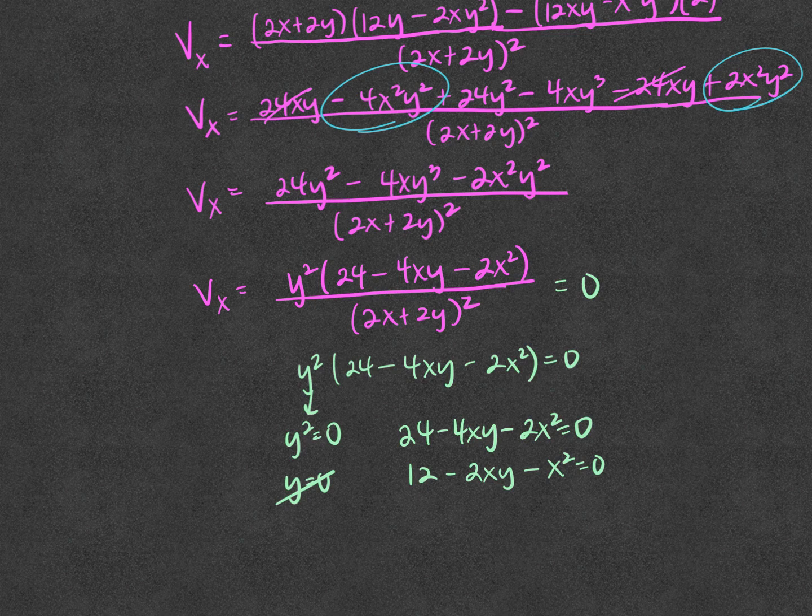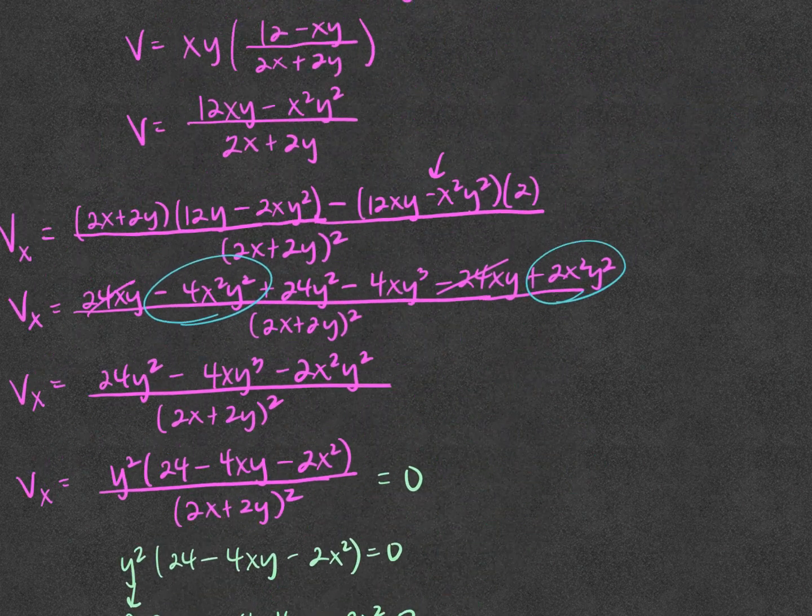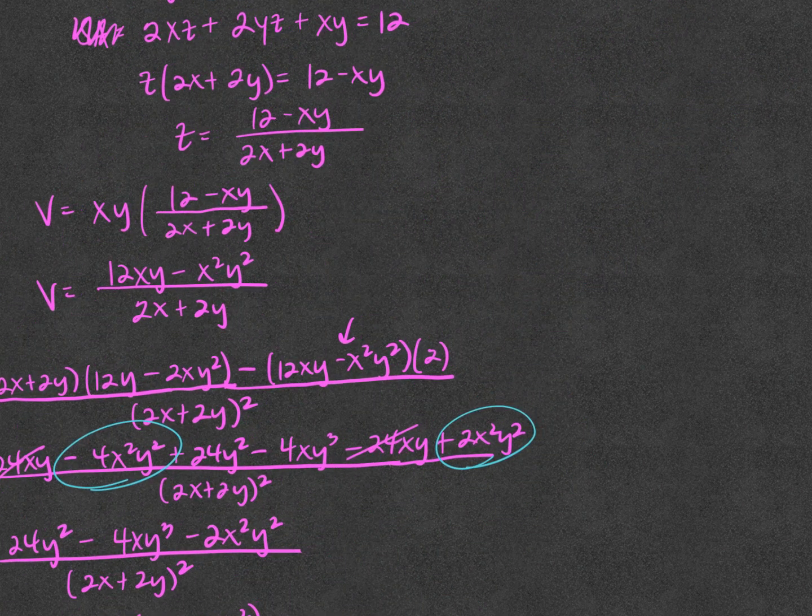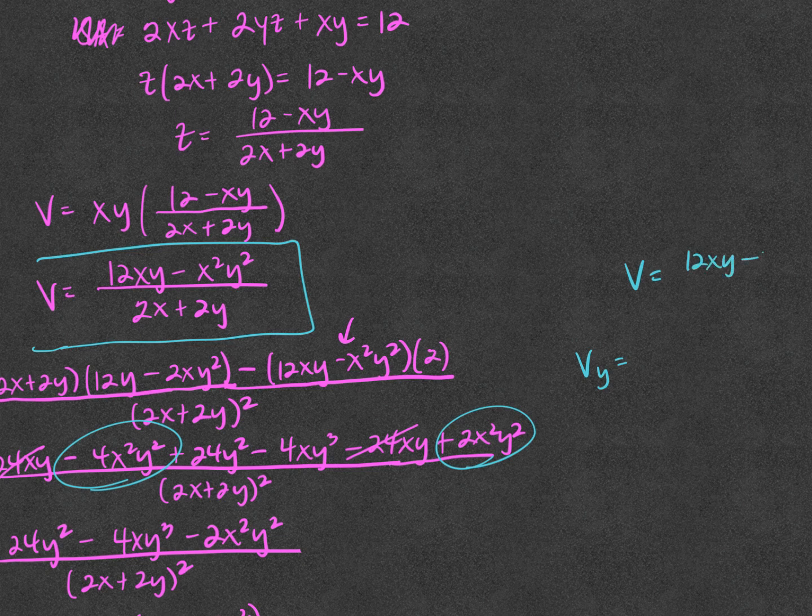All right, now let's find our partial derivative with respect to y. I'm going to work on the sides so that maybe they'll run parallel and we can pick up from there. So let's say v sub y is equal to, now remember this is our v back here. So our partial derivative with respect to y, I would like to rewrite it over here. V equals 12xy minus x squared y squared over 2x plus 2y.